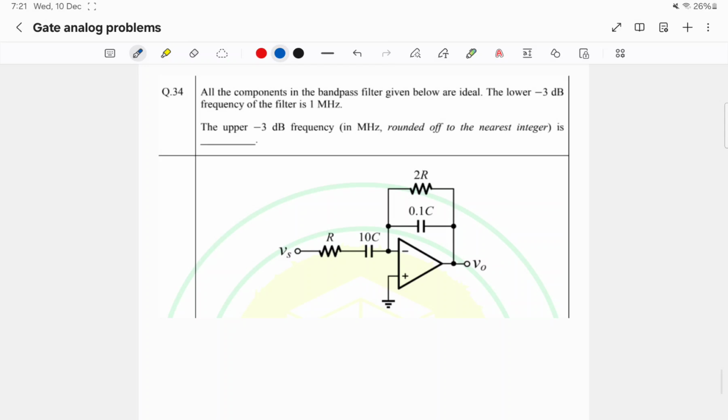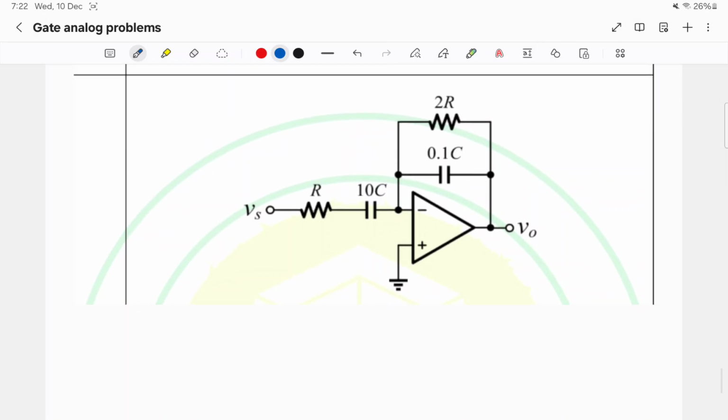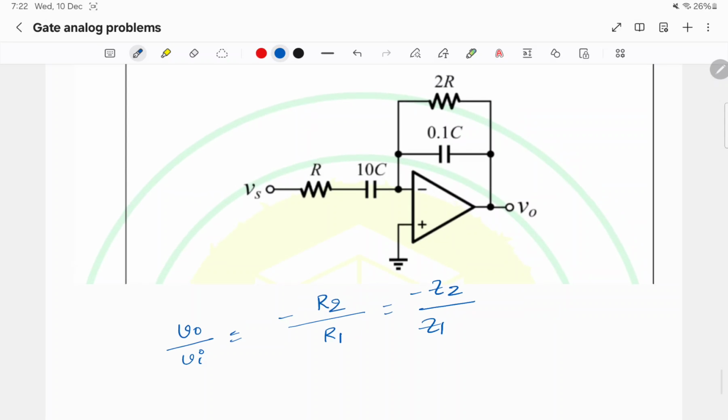So here in this question we have to find the upper 3 dB frequency. This is a band pass filter. First we'll find the transfer function of this. Transfer function V0 by Vi is nothing but minus R2 by R1, or minus Z2 by Z1. Here Z2 is nothing but 2R in parallel with 1 by 0.1 SC.